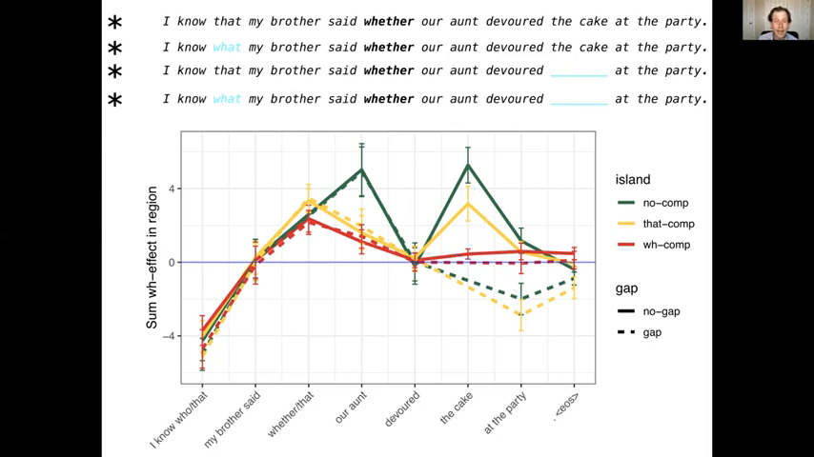So it seems that not only has the model learned the filler gap dependency, but it's learned the island constraint on the filler gap dependency. That is, it does not propagate expectations for a filled gap or a gap into a whether clause.